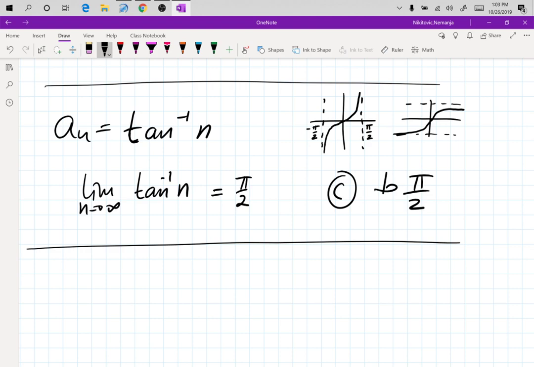Okay. Should we do some of the more interesting ones? Oh, here's another simple one. b_n is equal to (1 plus 4 over n) raised to the 3n.